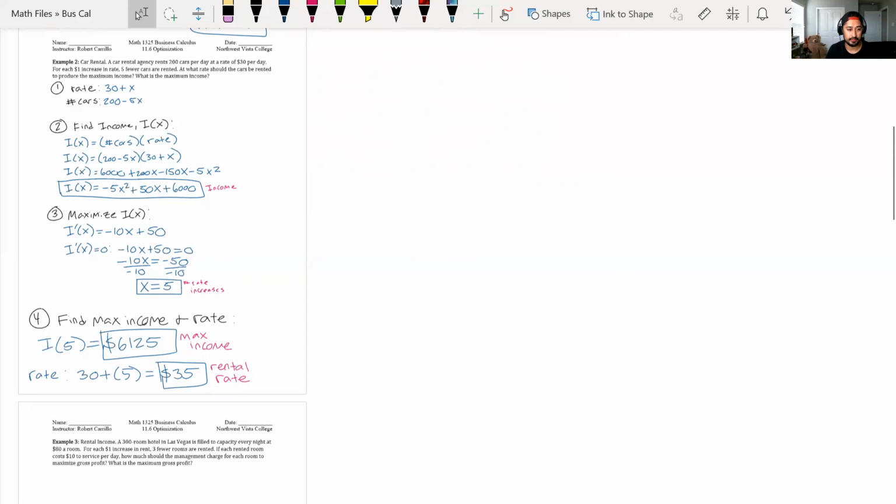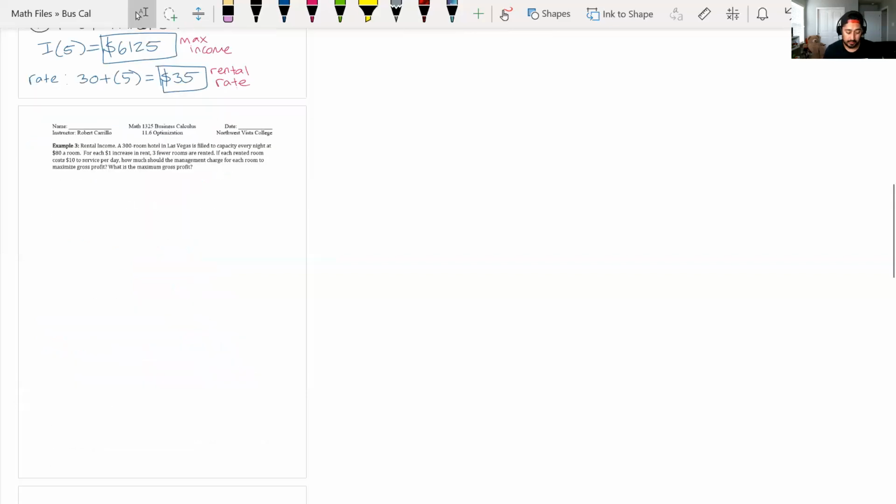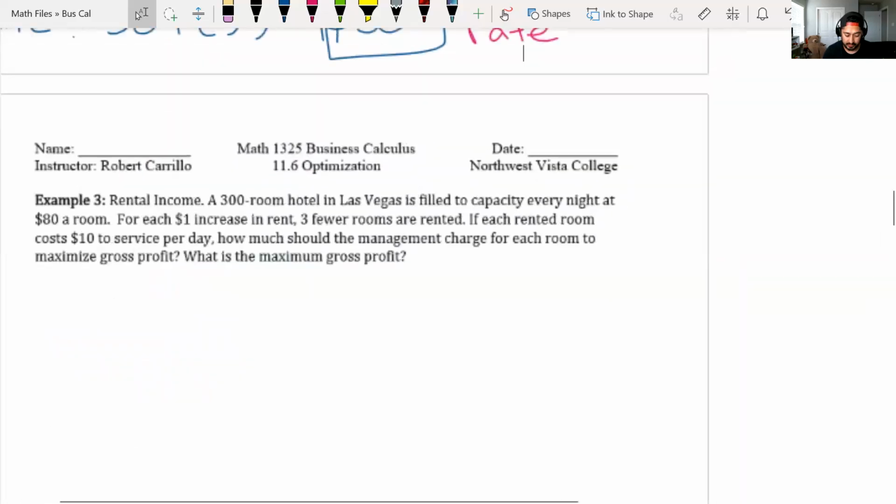Okay, awesome. What would that be? 200 minus 5 times 5 times 35. Yes. If you plug the 5 into the number of cars that are rented at this rate, it would be 175 cars. Just in case anybody asks. Okay. Last one for these types of problems. Same way.